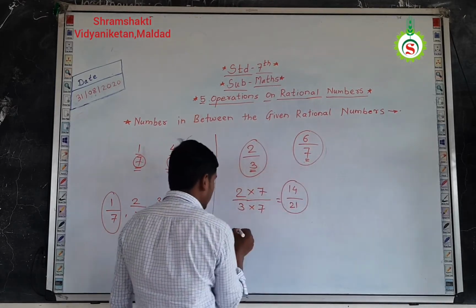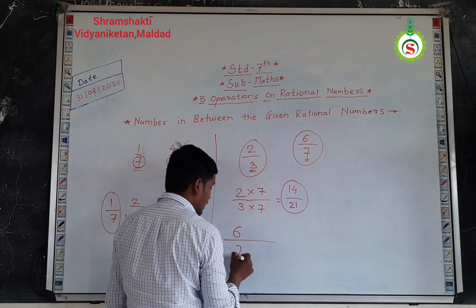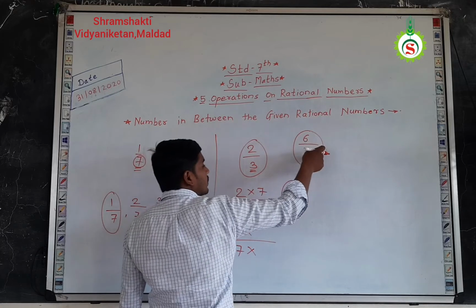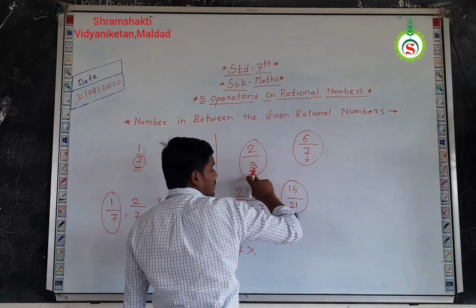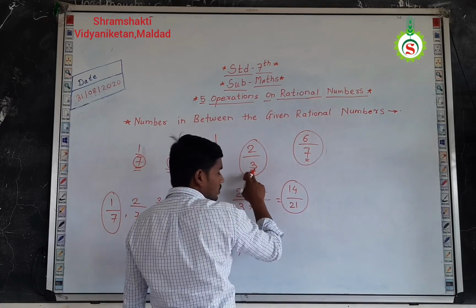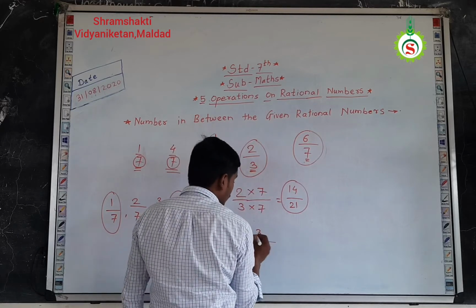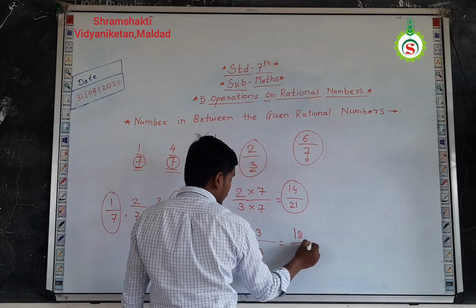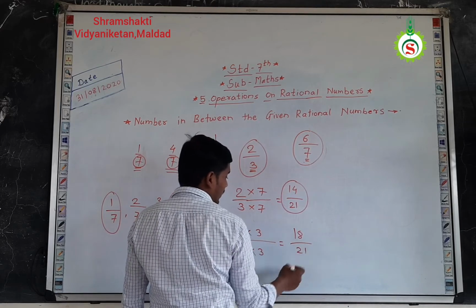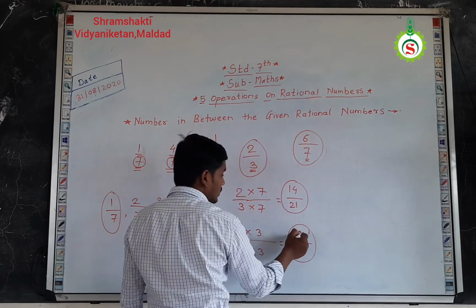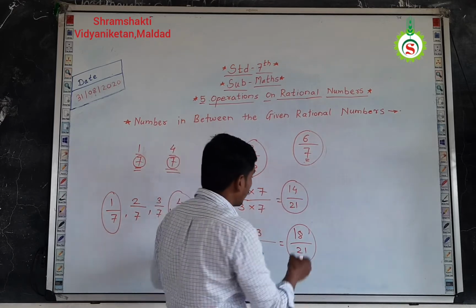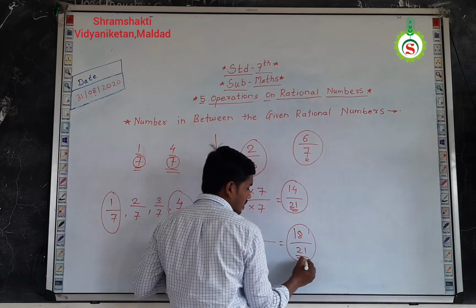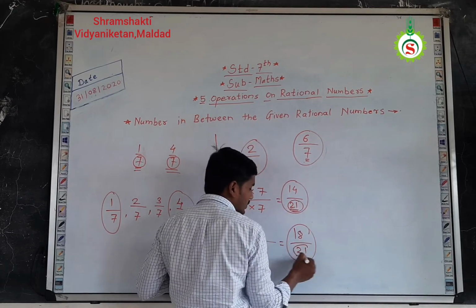Now which is the second number? 6 by 7. Now I have to multiply the second number's numerator and denominator by the denominator of the first number. The denominator of the first number is 3. So 6 into 3, 7 into 3. 6 threes are 18 and 7 threes are 21. Now if you see both numbers, 14 by 21 and 18 by 21, the denominators are the same.